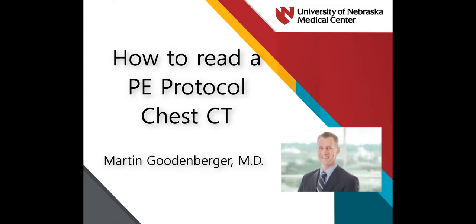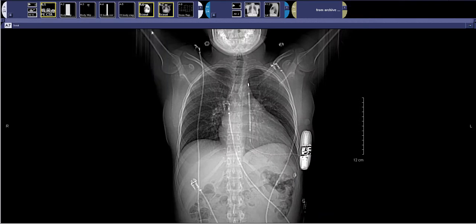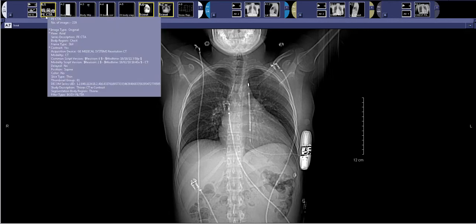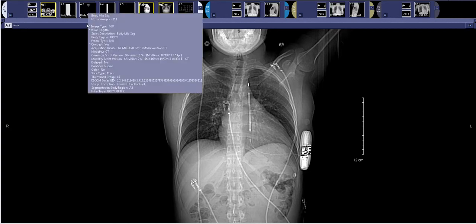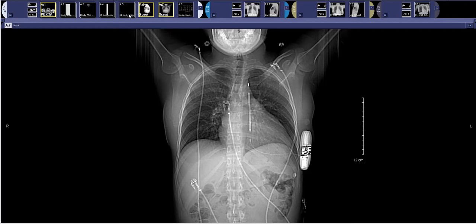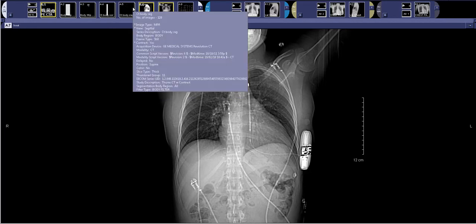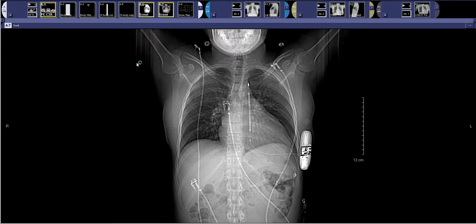I will be going over how to go through a PE protocol chest CT. First I'll point out what we usually do as part of our PE protocol. You will get the axial images with the PE protocol. You will get maximum intensity projections both in the coronal and sagittal reconstructions, and then you'll also just get regular coronal and sagittal reconstructions. Some of our scanners also will show you the bolus tracker, which is what they use to time the dose, and then we also get our scout images.